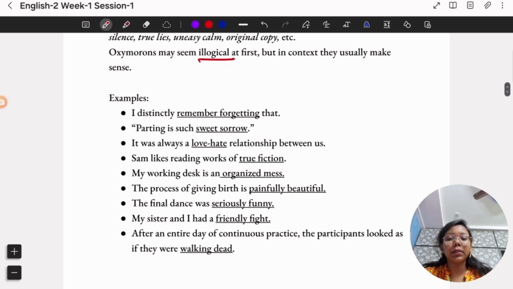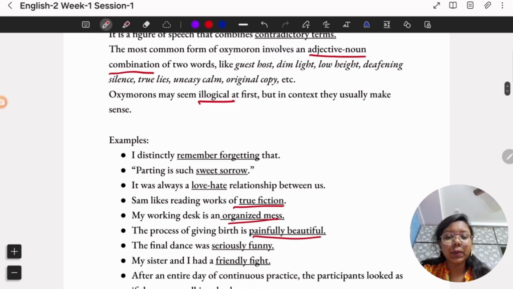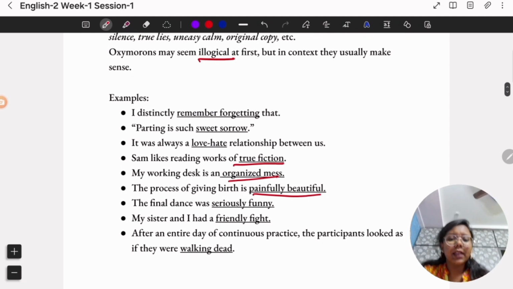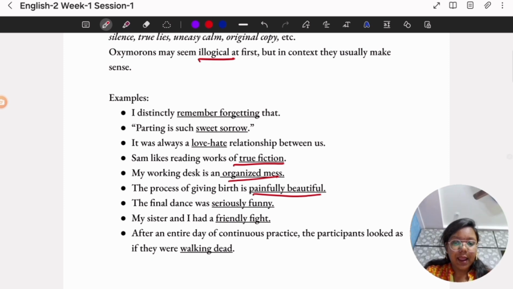I distinctly remember forgetting that parting is such sweet sorrow. It was always a love-hate relationship. True fiction, organized mess, painfully beautiful, seriously funny, friendly fight, walking dead. All of these are two words with opposite meanings, as you can see. True fiction: fiction is itself something which is not true, and it's mentioned here as true fiction. They seem illogical at first, but they do make sense. Like truly fictional, completely fiction. That's the meaning here. And organized mess, painfully beautiful.